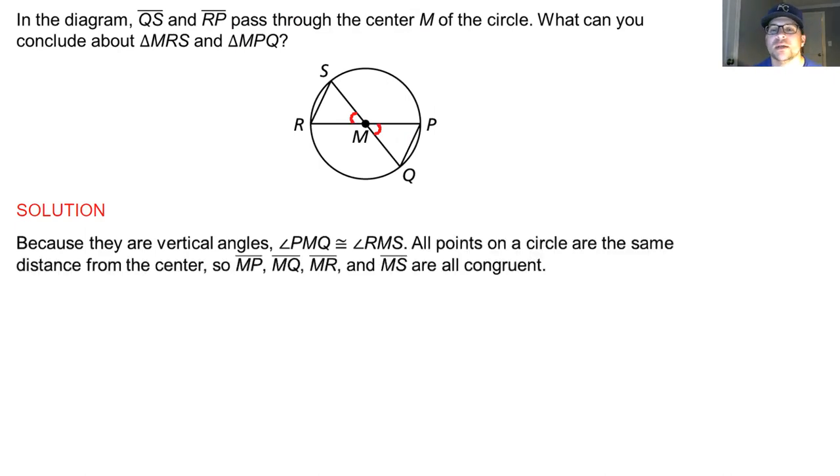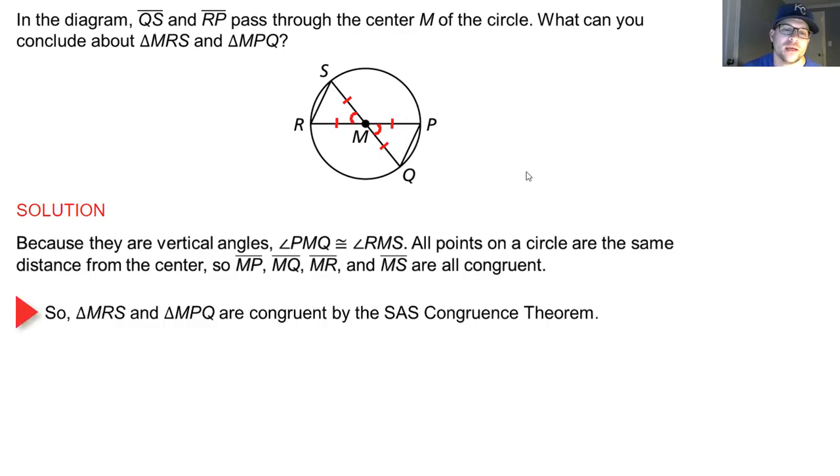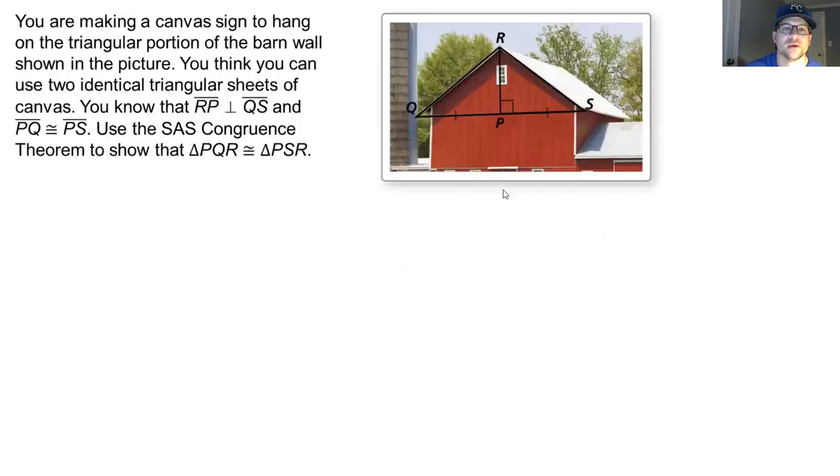And since all points on a circle are the same distance from the center, if you draw a radius from anywhere from the center to the edge, that's the definition of a circle. So all those lines are the same distance. So you can say any line from the center to the circle are congruent to each other. So you can go ahead and mark that SM is congruent to MQ, RM is congruent to RP. All four of those are actually congruent. So you now have two pairs of sides and the angle in between them. So triangle MRS and MPQ are congruent based on the side angle side congruence theorem.